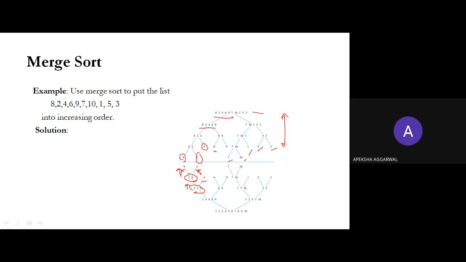Clear? Now a similar procedure you will repeat. Now you will merge 7 and 10. You will merge 5 and 3, 3, 5. Now have a look at this: 8, 7, 10 and 3, 5.